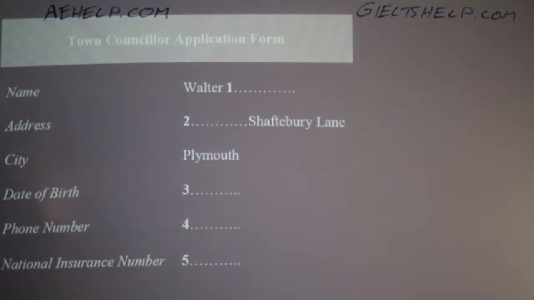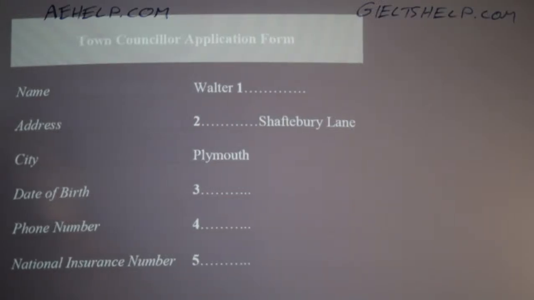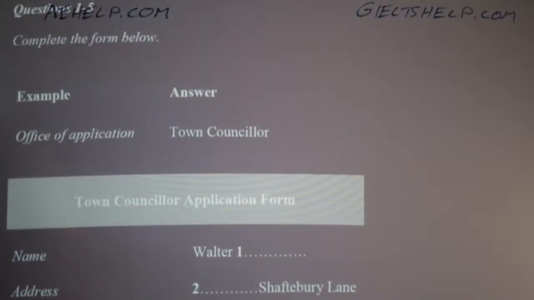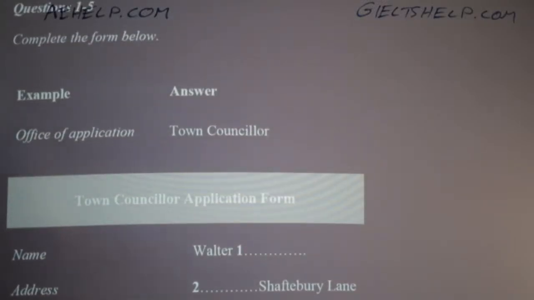You will see that there is an example. This time only, the conversation relating to this question will be played.